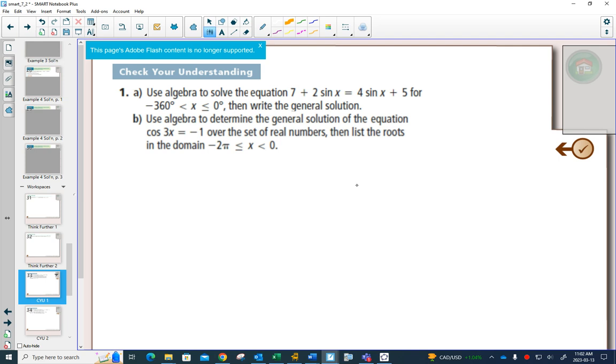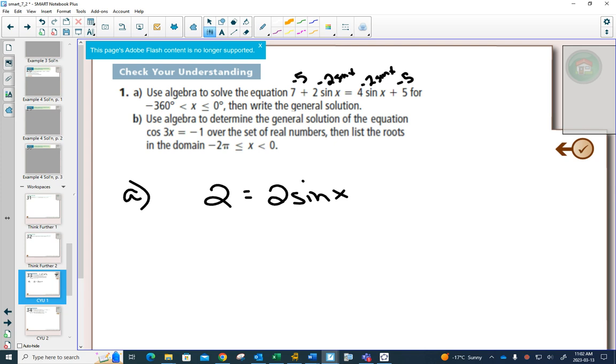So as far as combining like terms, I could subtract 5 on both sides and subtract the 2 sine x on both sides. That will give me, on the left-hand side, all that I would have left is 2. And on the right-hand side, all I would have left is 2 sine x. So I could divide both sides by 2 and get sine x equals 1.